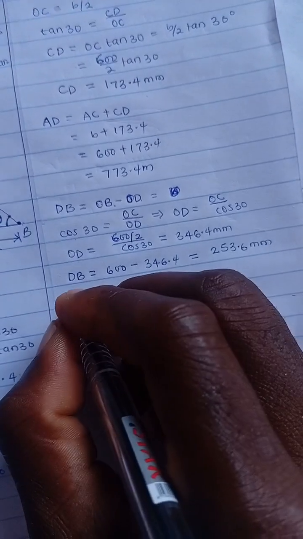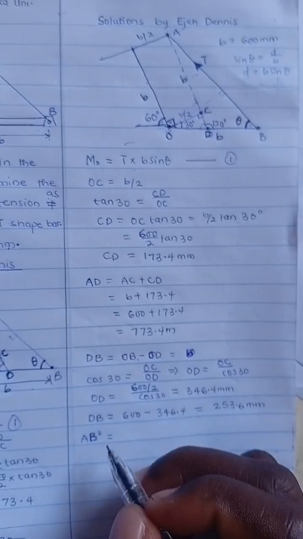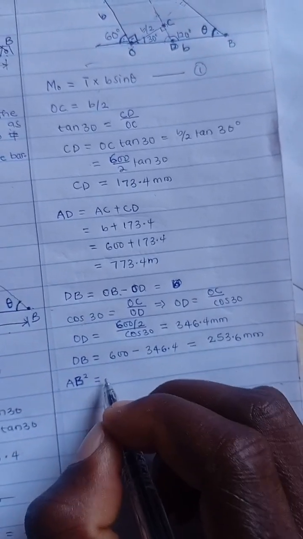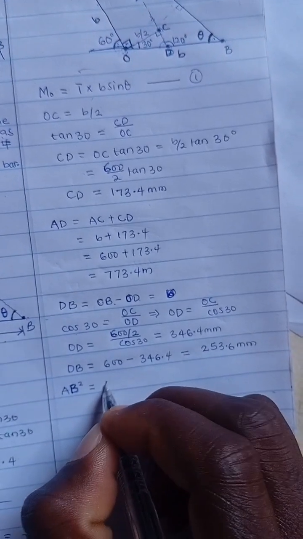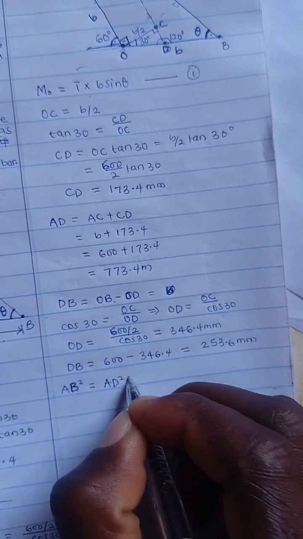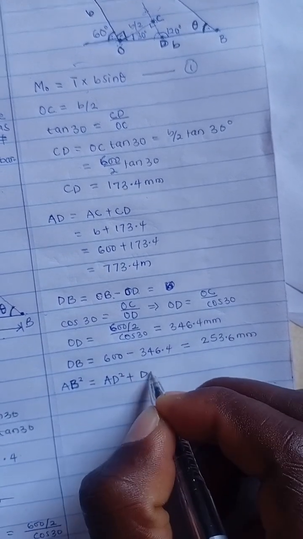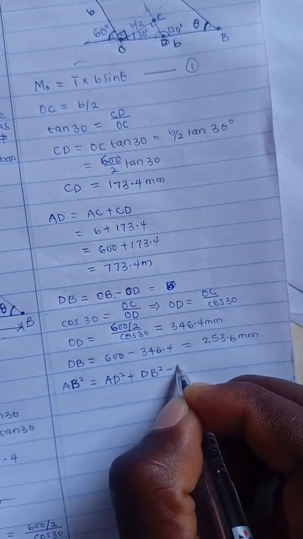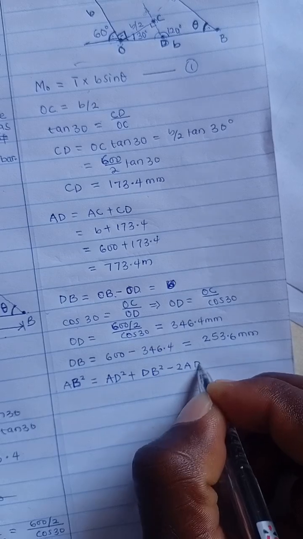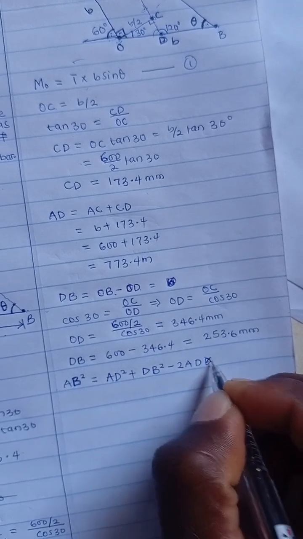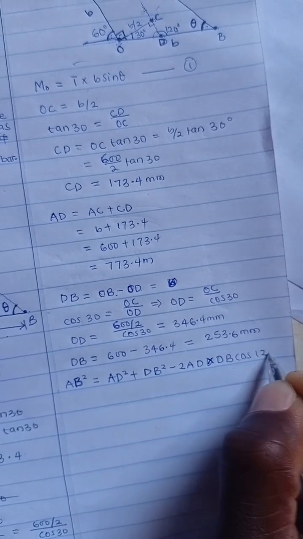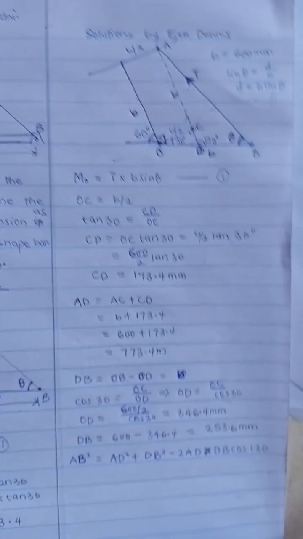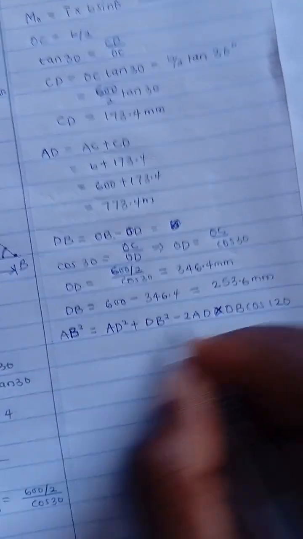So from here you get AB squared. That's your cosine rule. Using your cosine rule, AB squared is equal to AD squared plus DB squared minus 2AD times DB cos 120, because this angle is 120. If you apply your cosine rule to that triangle very well, you get this expression.